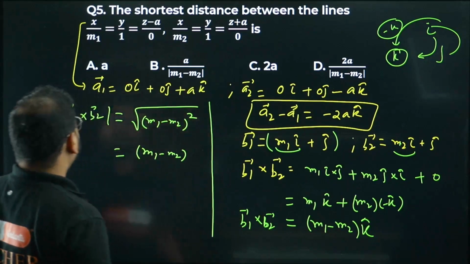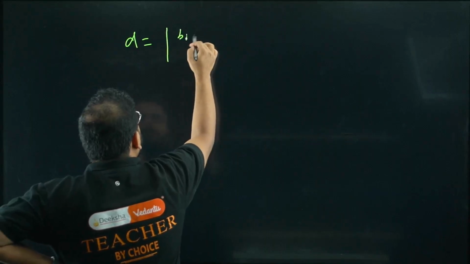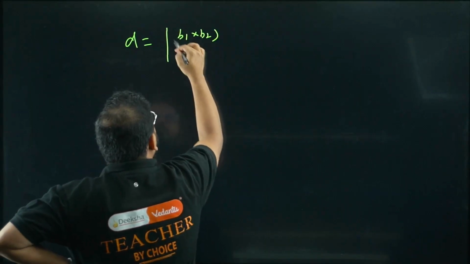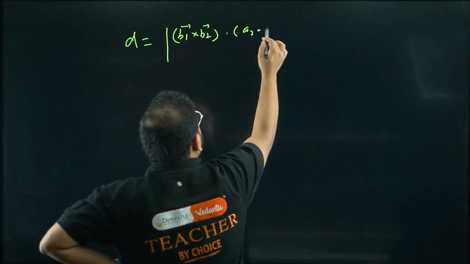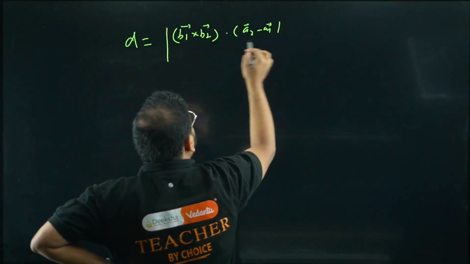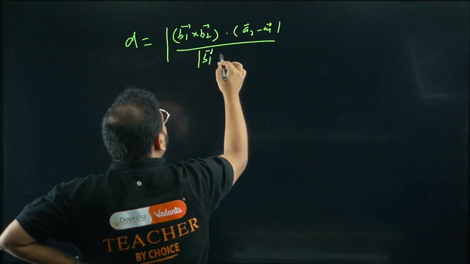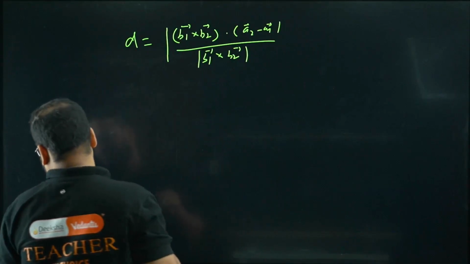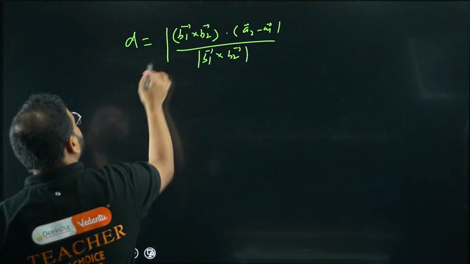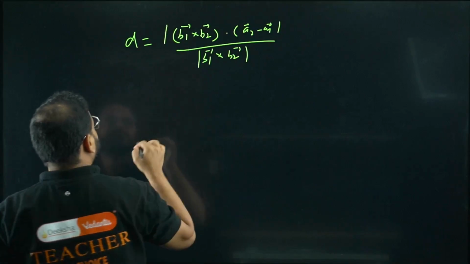Okay. Now we'll use the formula. What is the formula for distance? We have b1 cross b2 vector form dot with a2 minus a1 divided by mod of b1 cross b2, right? Okay, please check. One change I have to make over here. Mod is there only in the numerator. Okay, let's solve this now.